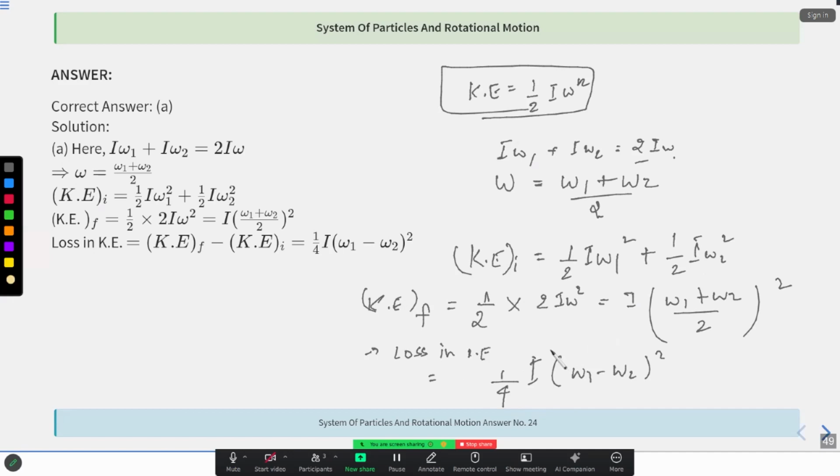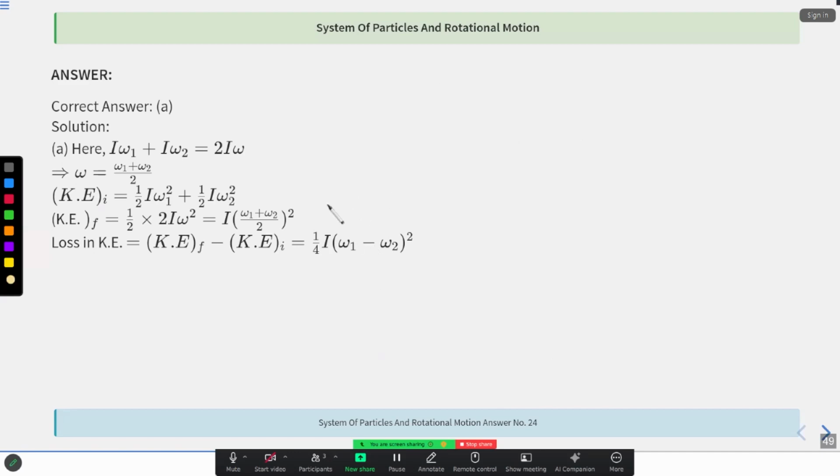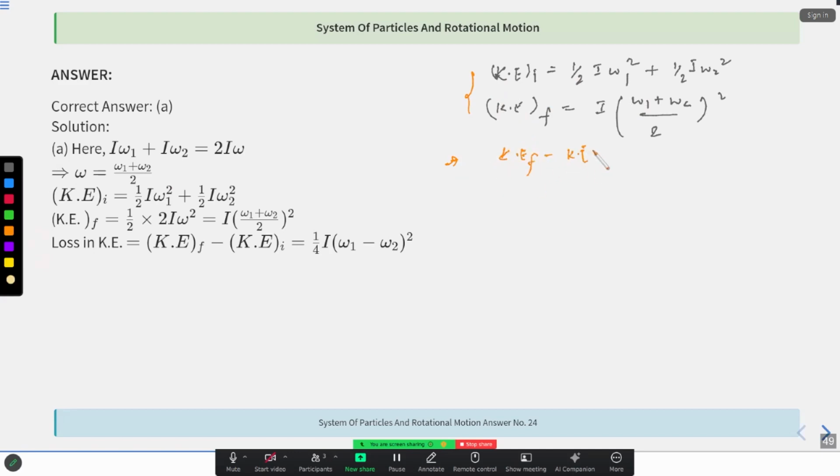So this is what we have. Yes, I guess we are through. If you want further manipulation, I can do it. Let's say I want to do it. Kinetic energy initial is half I omega 1 square plus half I omega 2 square, and kinetic energy final is I into omega 1 plus omega 2 divided by 2 whole square. So what I have to do is subtract KE final minus KE initial.